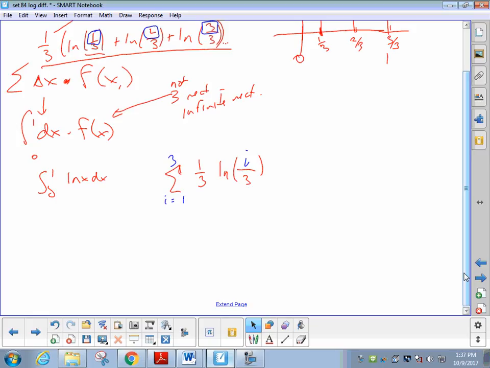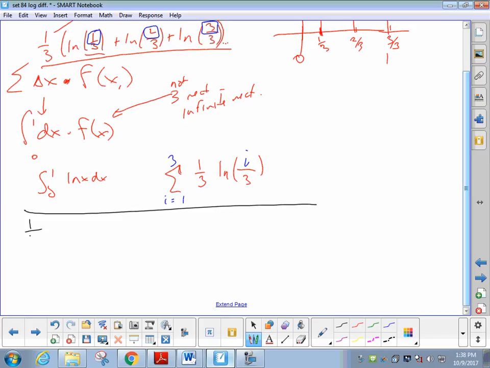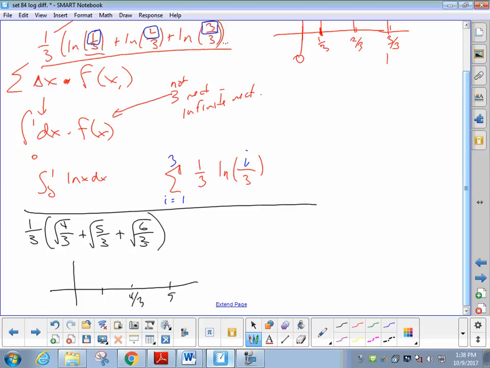The next one was one third root 4/3, 5/3. I'm going to call that, rather than root 2, I'm going to establish the pattern and call it 6/3, so I can see the counting and the behavior. All right, if I look at this, it looks like one third is each base, which could be a million different places. But in terms of what's inside, I'm starting at 4/3, 5/3, 6/3 for the insides.